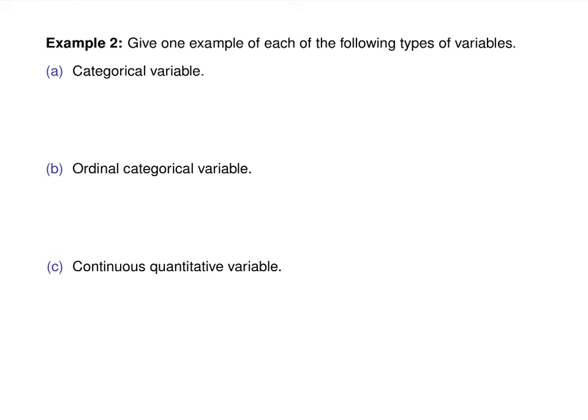Okay, give one example of each of the following variables. So a categorical variable. This would be categories, with no necessary ordering. As in, it's possible for this to have an ordering, but not necessary. So one thing here could be eye color. That could be a categorical variable. Another categorical variable that is ordered could be shoe size.